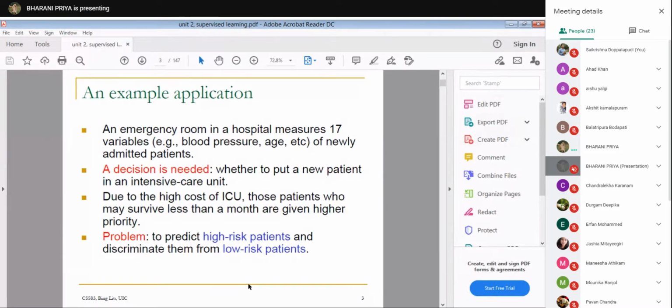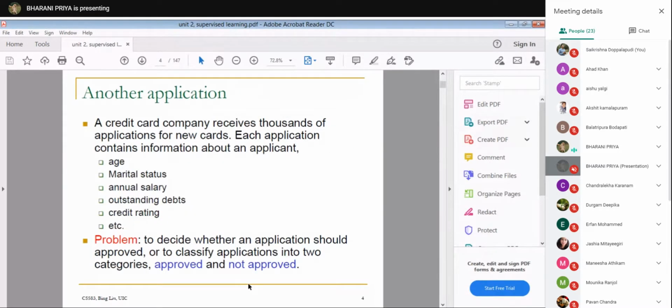Let us take the second example. Whether an applicant has to be given the credit card or not. His application is approved or not based on attribute values like age, marital status, annual salary, and so on. So you are classifying the applicants here, whether to approve their applications for a credit card or not.